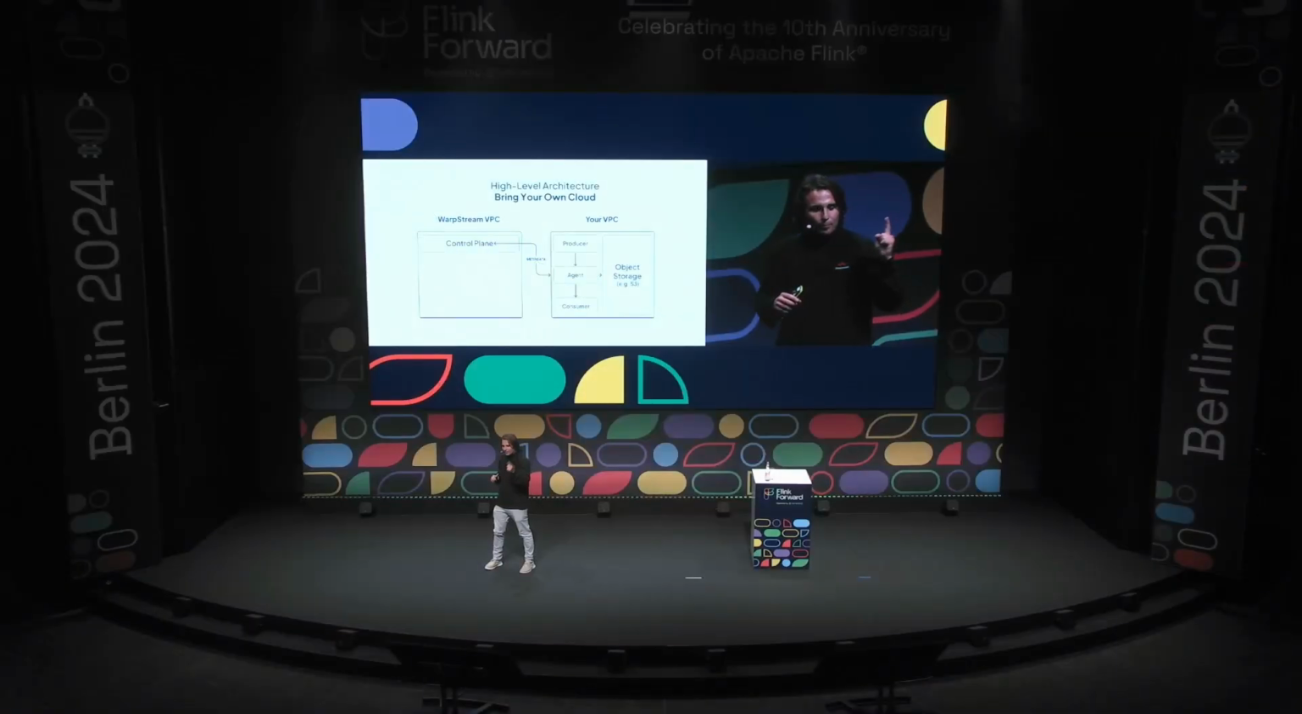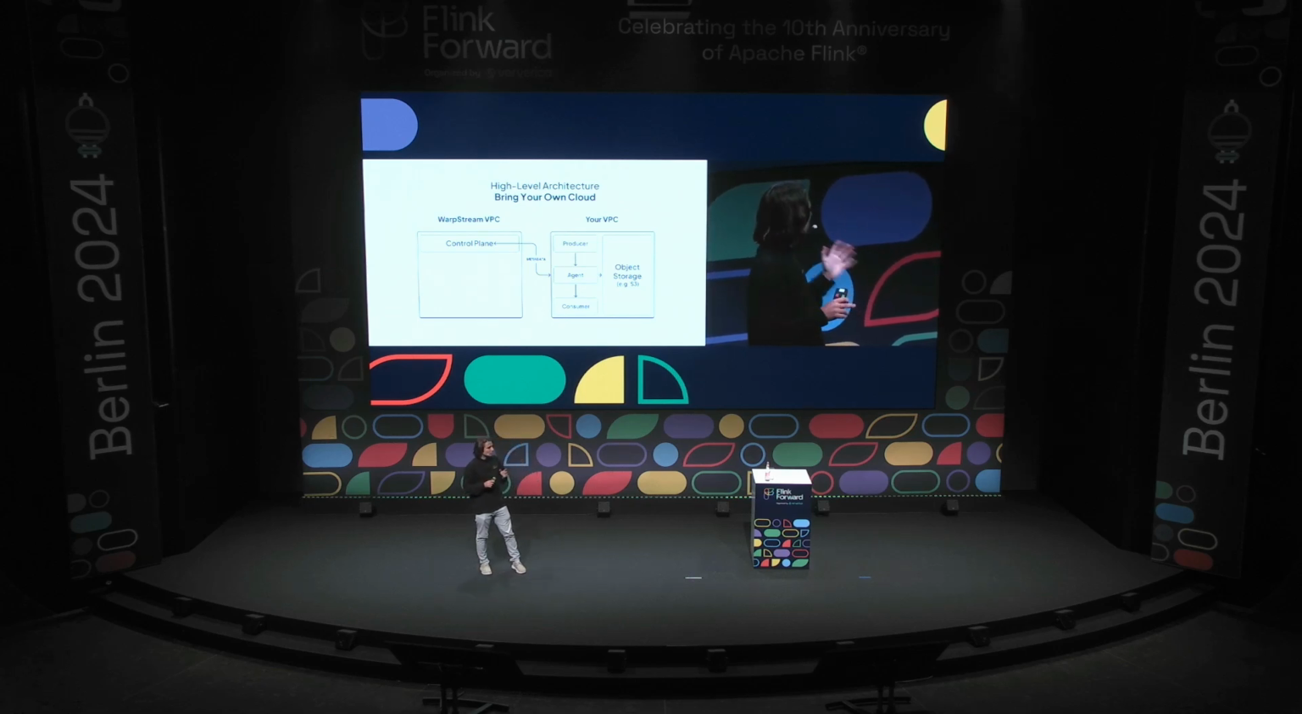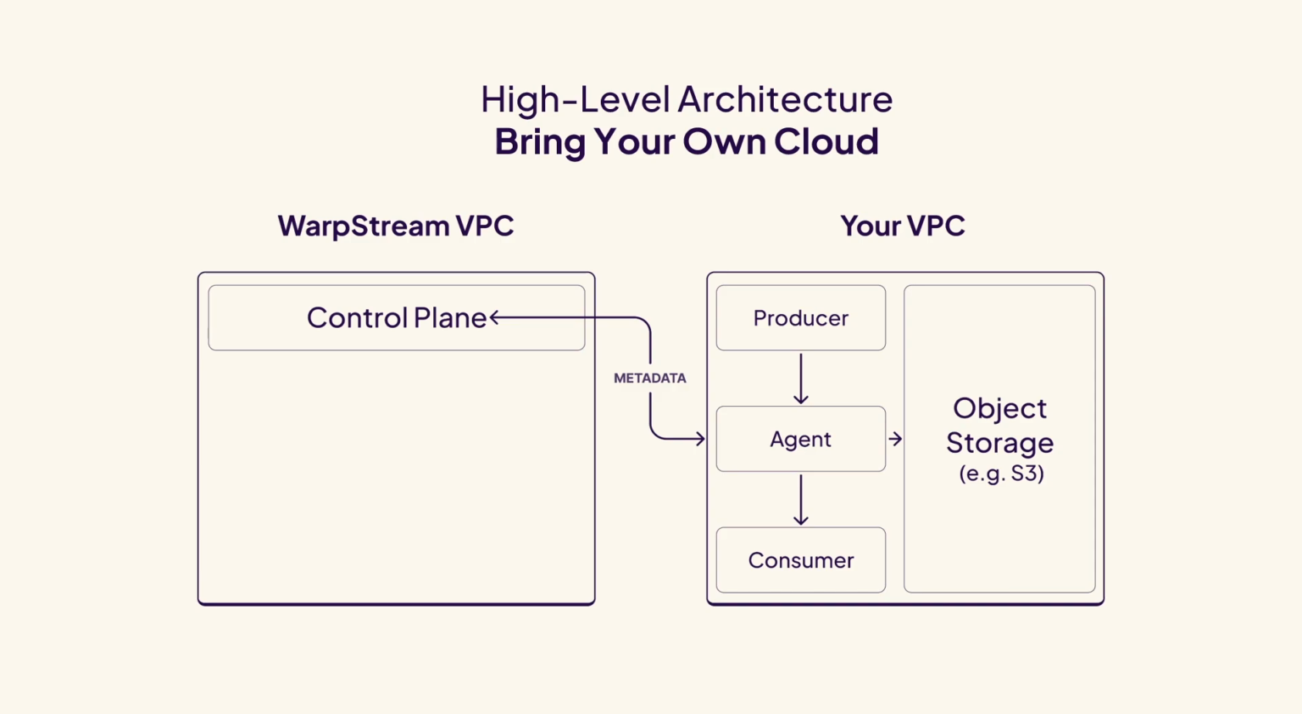Basically, here what I'm showing to you is the highest level diagram possible of WarpStream. And the architecture and design of WarpStream is bring your own cloud. This means that in your VPC, in the customer's VPC, you will run the agent, which is the Kafka broker. And obviously, you will also store the data. All the data will be only on your VPC, on the object storage that you choose. And then, obviously, the producers and consumers.